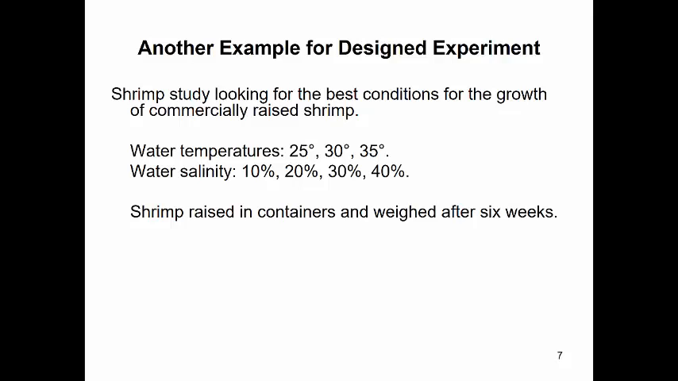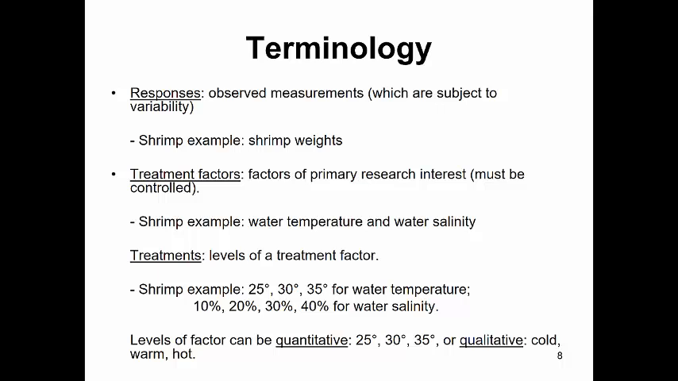With this example, I want to talk a little bit about the terminology that relates to these conditions. The response here is your observed measurement. For this example, that would be the shrimp weights. The treatment factors are the factors of primary interest. People will call these treatments or the factors, but that's what you're interested in looking at. In our shrimp example, that's water temperature and water salinity.